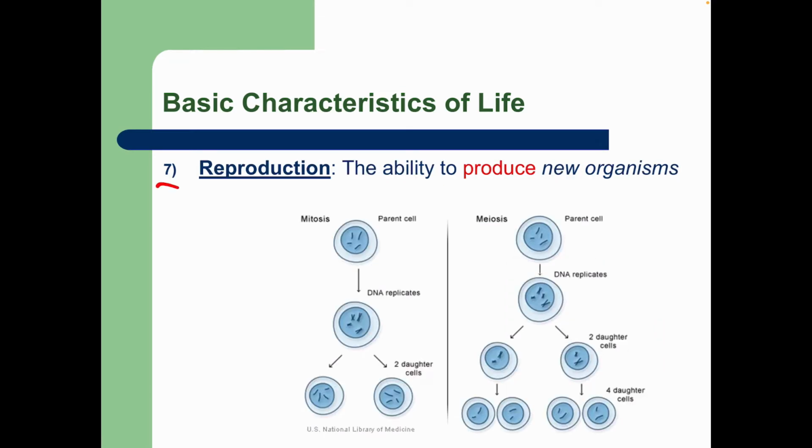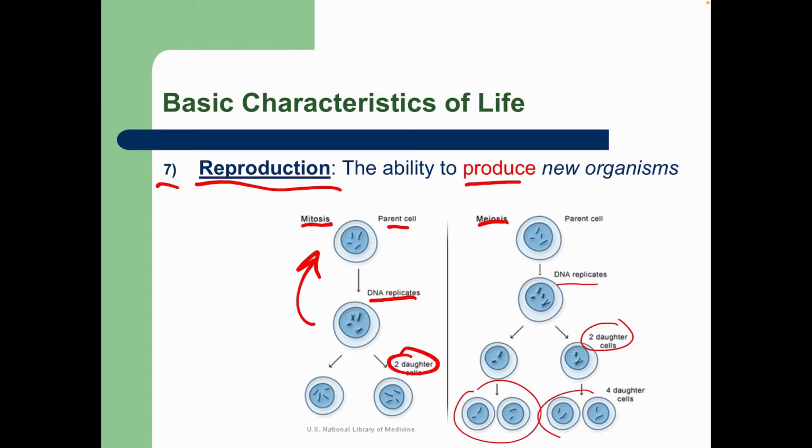So next is reproduction. For these cells to continue to live, we must have reproduction, which is the ability to produce new organisms. As we talked about in biology, we have mitosis, which occurs in our normal cells, and meiosis in our sex cells. So again, we go from a parent cell, we have DNA replication, and we have two daughter cells, identical to the parent cell. In meiosis, the parent cell's DNA replicates, and you have two daughter cells, which are different from the parent cell due to recombination, and then again these split into further four daughter cells.